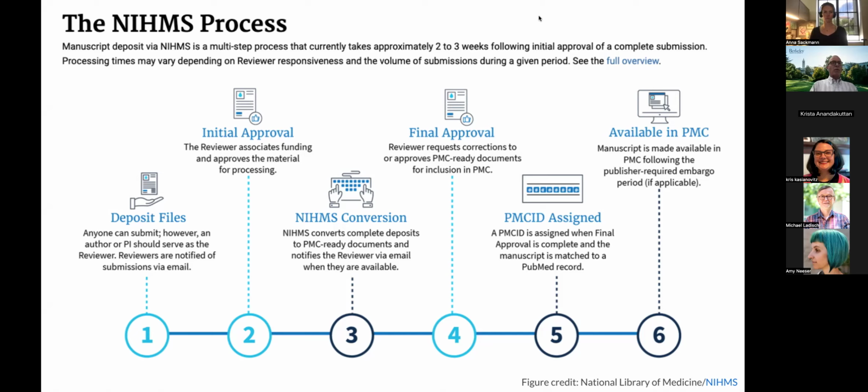In step 4, the reviewer then reviews the PMC-ready documents and either requests corrections or gives final approval. This step can be repeated one or more times until final approval is given. In step 5, after final approval, a persistent PMC ID is assigned to the author-accepted manuscript. And in the final step, the author-accepted manuscript is made available on PMC on the official date of publication.